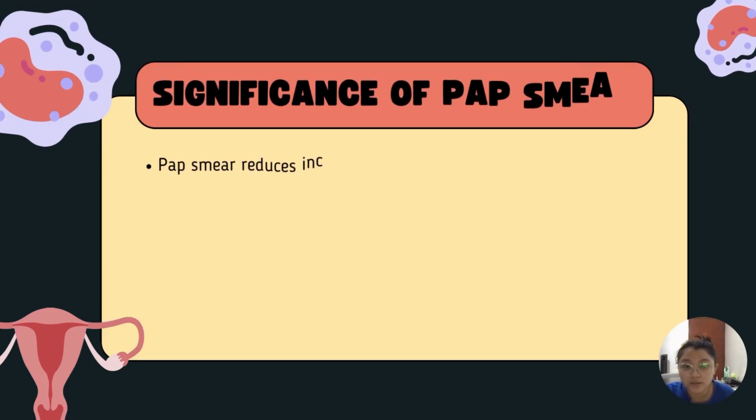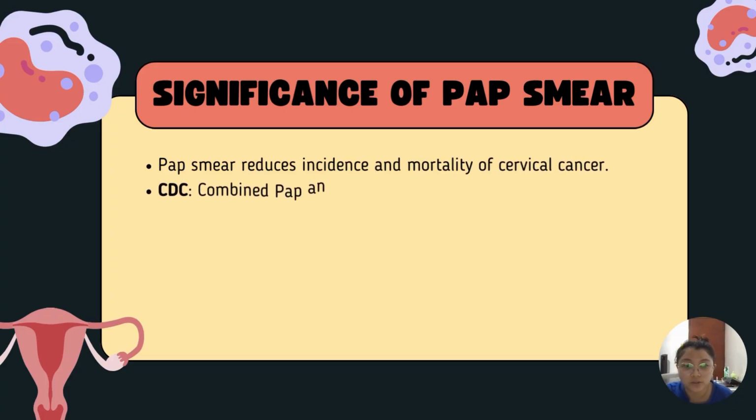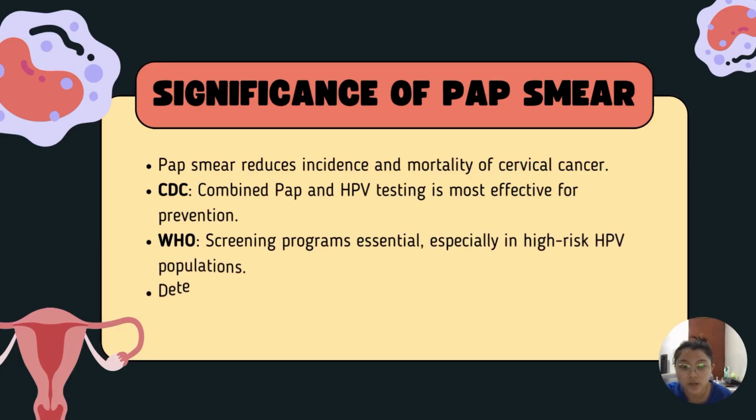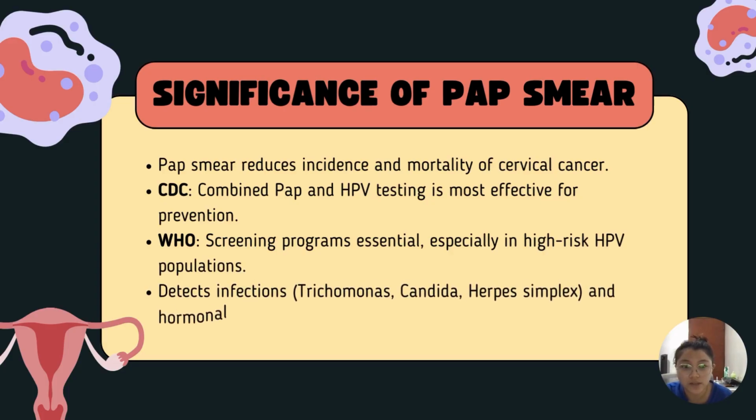Now let's talk about the significance of pap smear. This test is a critical method to reduce both incidence and mortality of cervical cancer. Early detection of precancerous lesions allows timely intervention, which significantly improves outcomes. The CDC highlights that routine pap testing, particularly when paired with HPV DNA testing, is the most effective strategy for cervical cancer prevention, especially in women over 30.